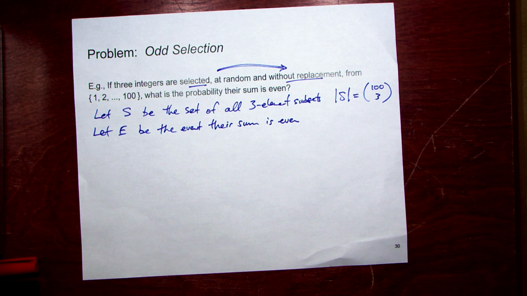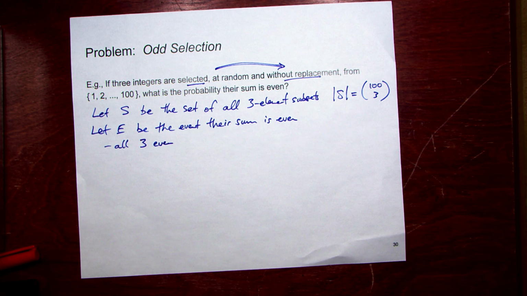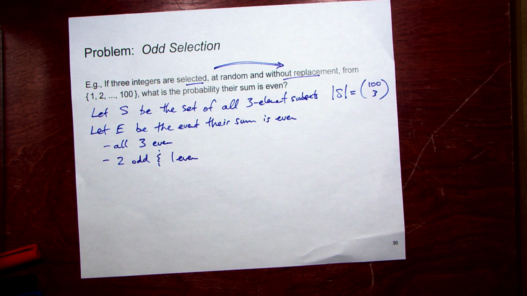How would you characterize the subsets that will give you an even sum? How would you count them? Okay, yeah, if you get 3 even numbers, the sum is even. Good, so all 3 are even. Is that the only case? Or 2 odd and 1 even. Good. Okay, and the other cases, 3 odd or 1 odd and 2 even, will give you an odd sum. So those are the 2 cases, and we use the rule of sum. They're disjoint, right? So we're going to add the 2 countings together.